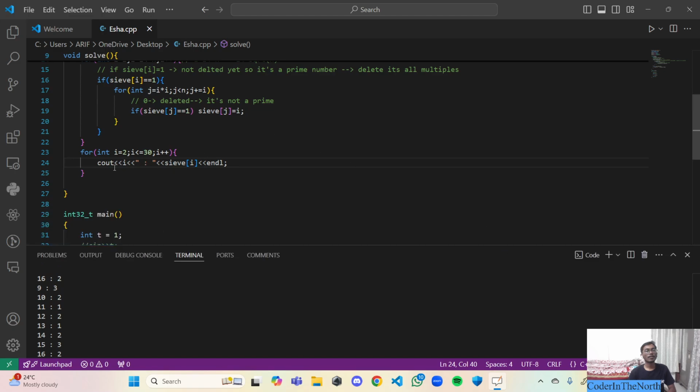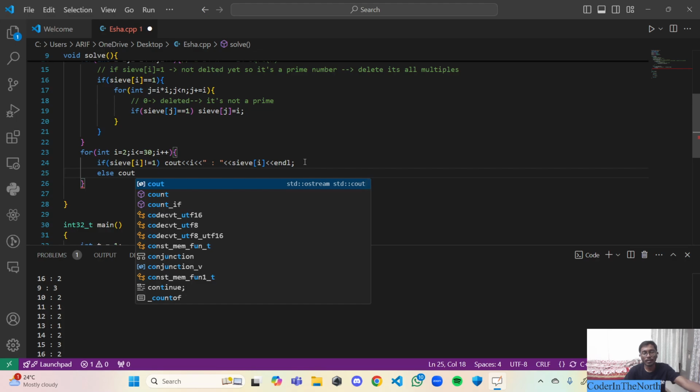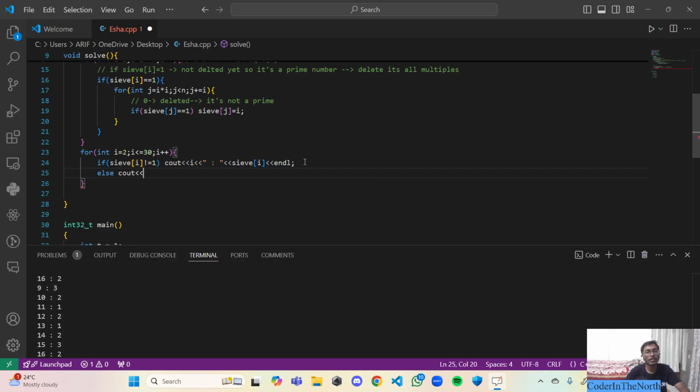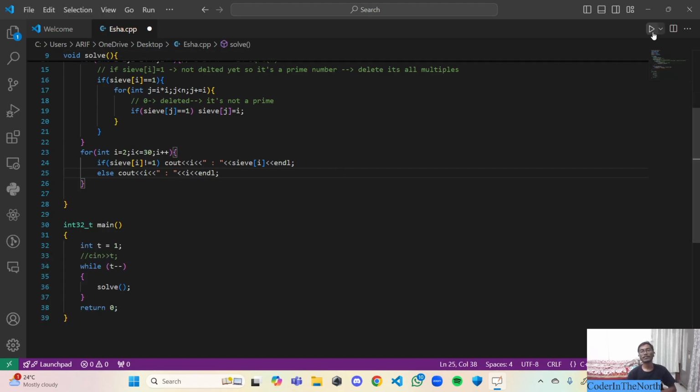Now what we'll do? We'll make a change here. If Sieve of I is not equal to 1, we directly print the value of Sieve I. But in case of else, what we'll do? We'll print I and I. Okay, now let's run it again.